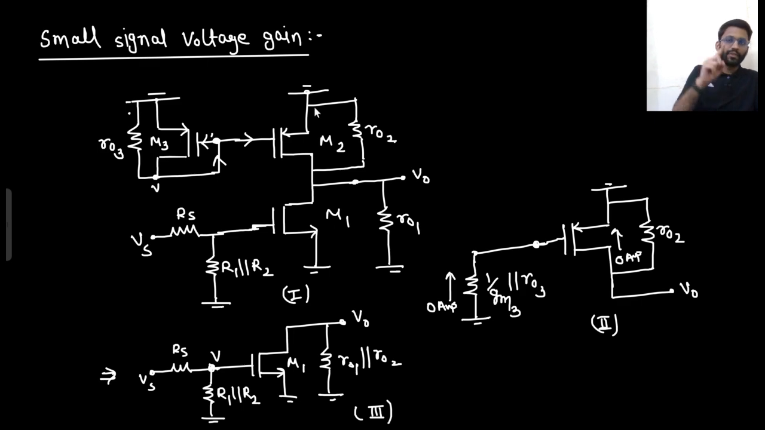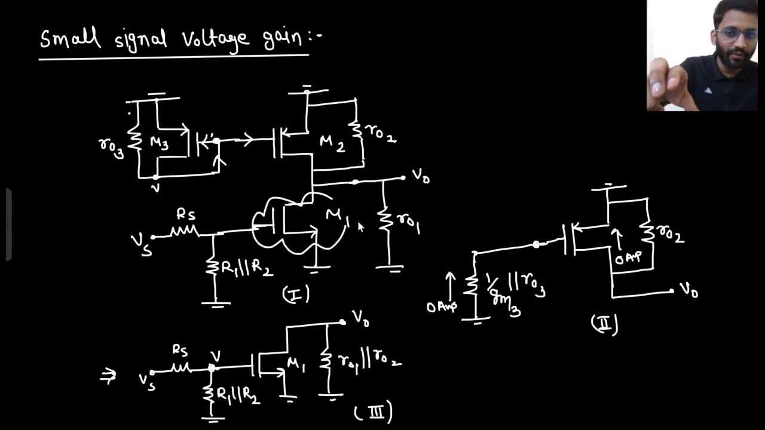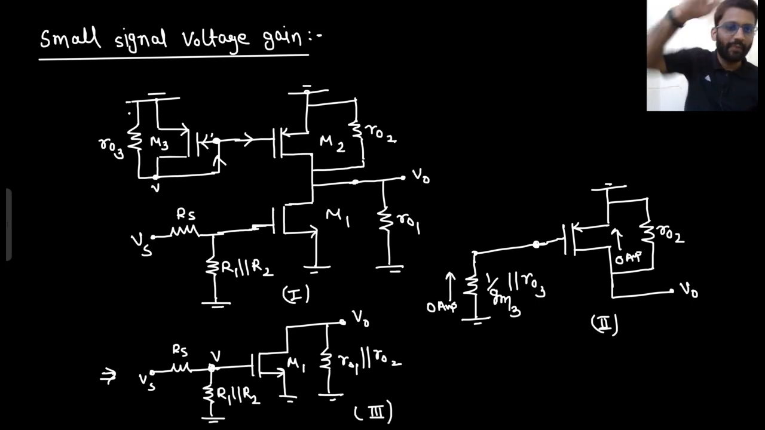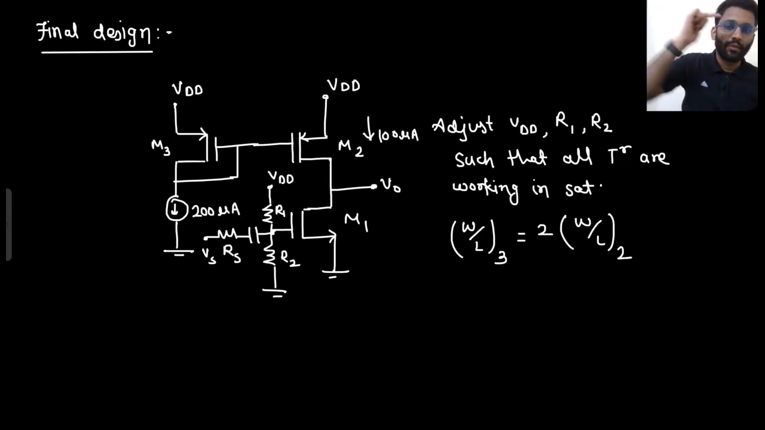Only the impedance of this side matters. That's it. The side which is connected to the M1 MOSFET, only the impedance of that side is mattering. So whatever the current that is being pushed into M1, only the impedance of that side matters. That's it.